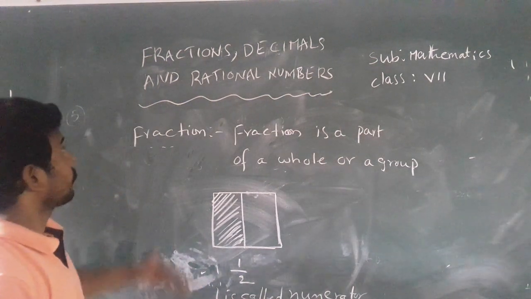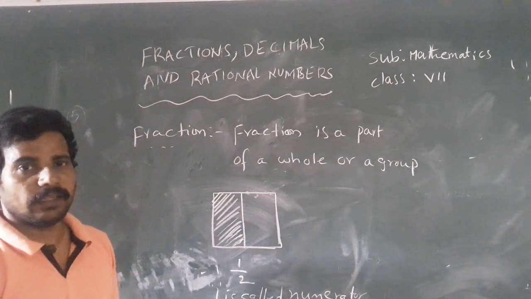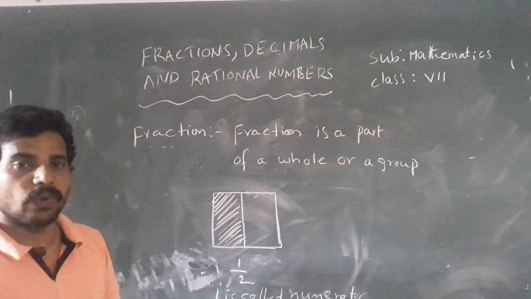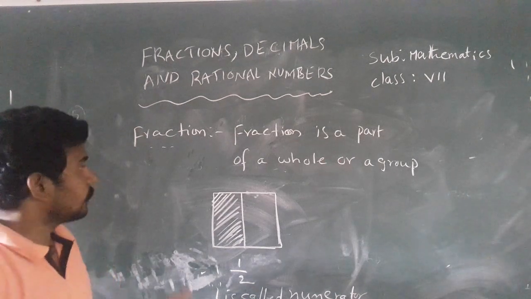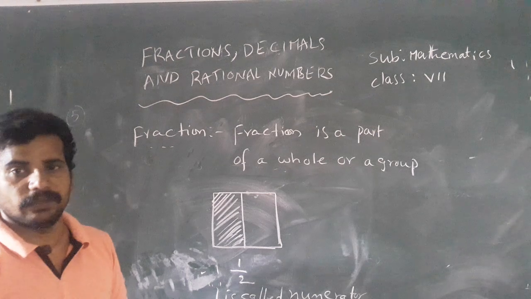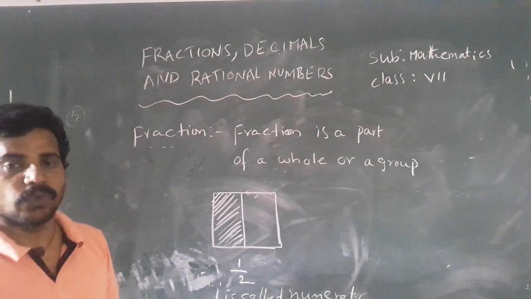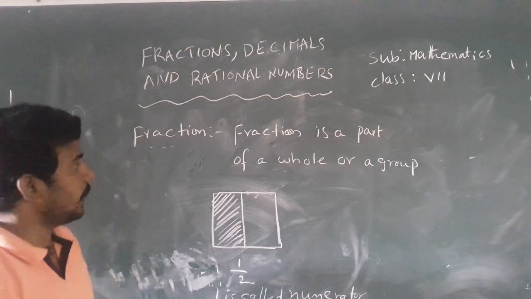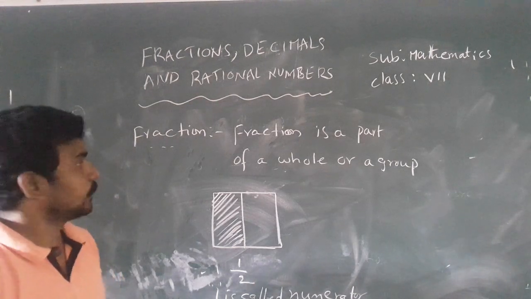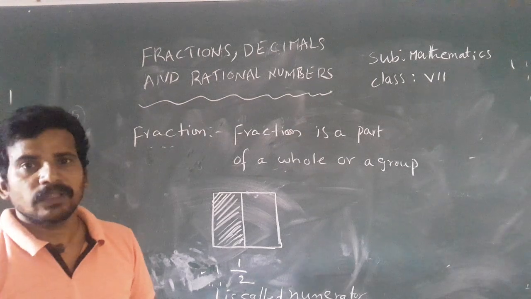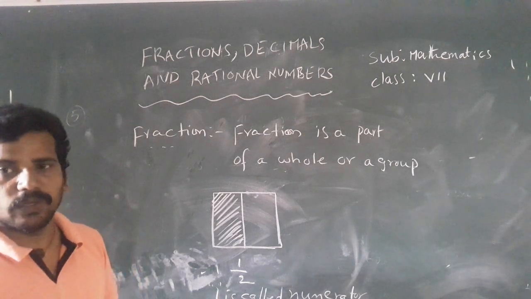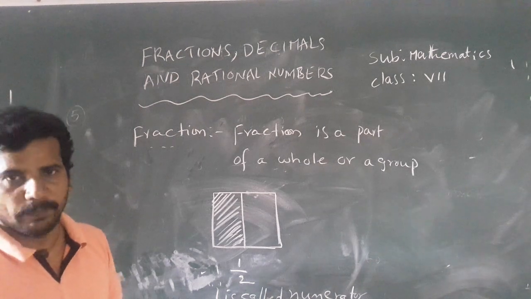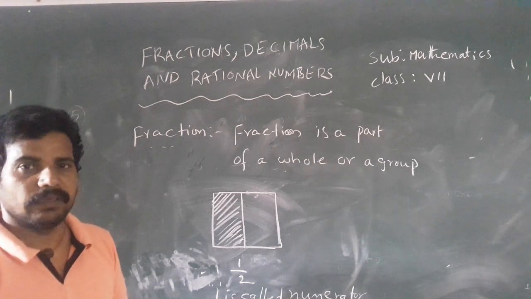Next, rational numbers. Before that, let us recall natural numbers, whole numbers and integers. Natural numbers start from 1: 1, 2, 3, 4, 5, and so on. These numbers are called natural numbers and are denoted by N. Whole numbers start from 0: 0, 1, 2, 3, 4, etc. These numbers are called whole numbers. They are denoted by W.